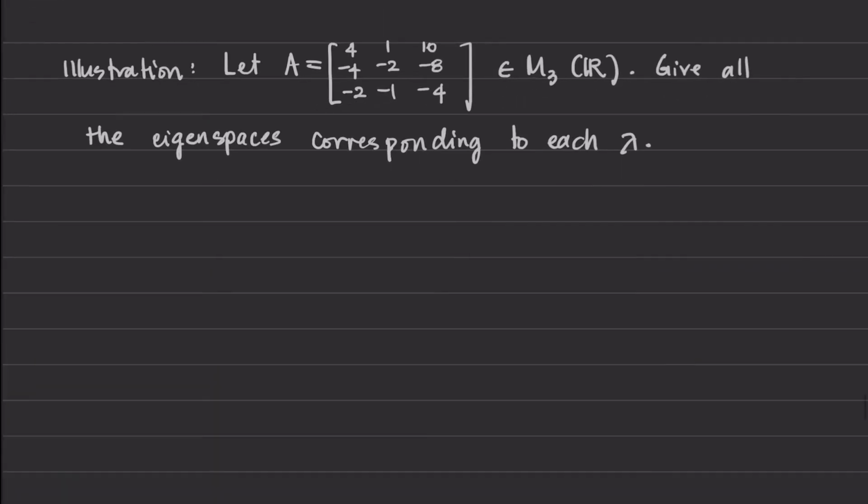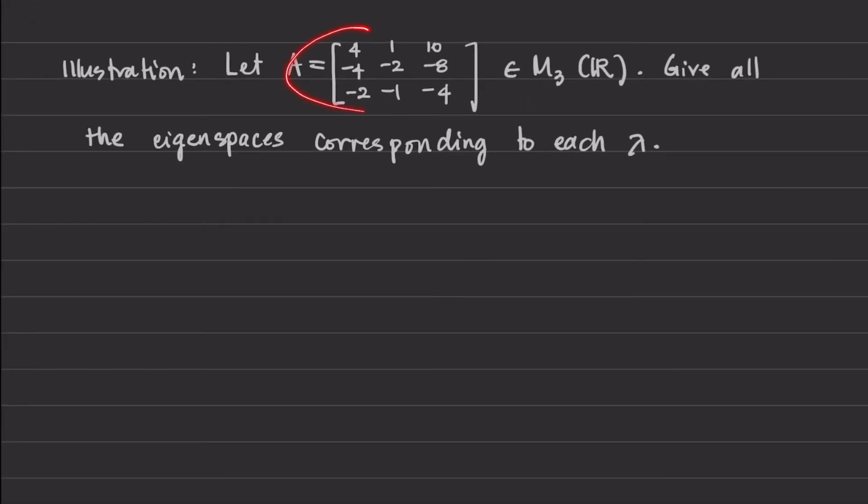Okay, so let's do an illustration. Same A ito dun sa previous problem. So, give all the eigenspaces corresponding to each eigenvalue lambda. Sulat natin: for each eigenvalue lambda. Okay? So, ano ba yung mga eigenvalues of A? Kinumpute natin kanina to. Yung 0, dalawang 0, at saka negative 2.